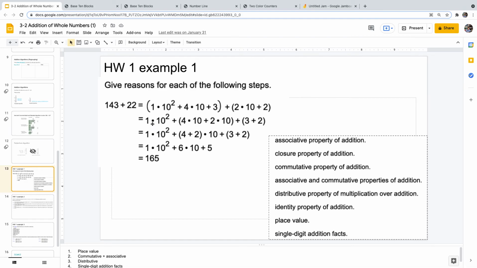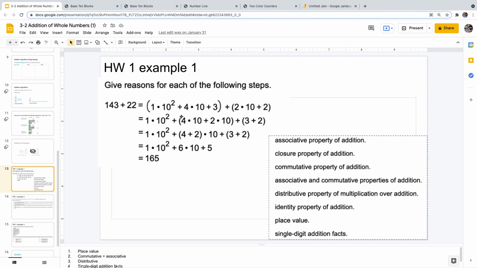How about this one? 1 times 10 squared plus 4 times 10 plus 2 times 10. What happened? 2 times 10 was here, but now it's here. So it is switched, right? And this went here. So these two are switched, but not only switched, but also they associated differently, right?